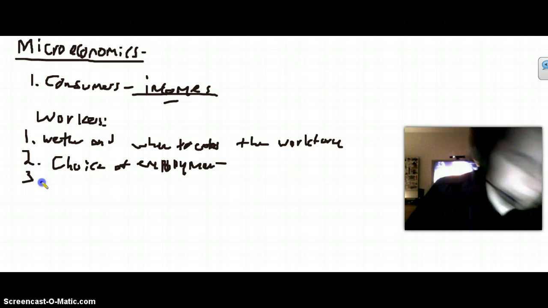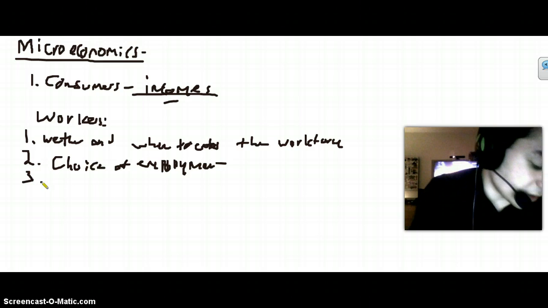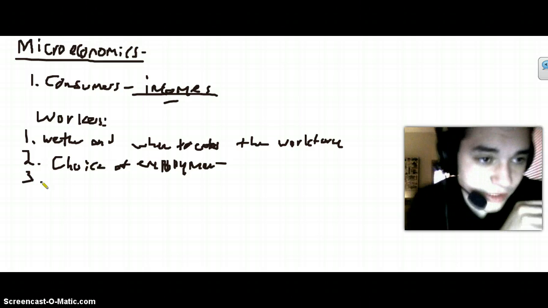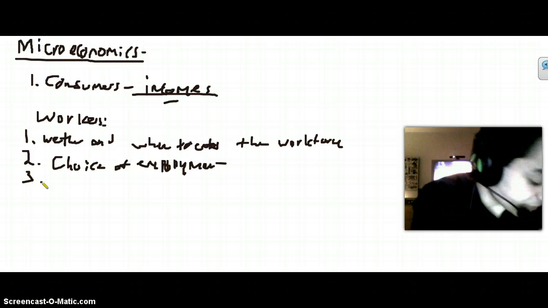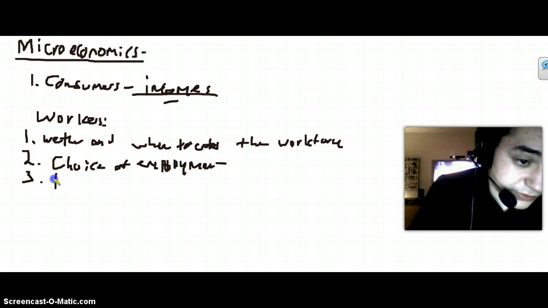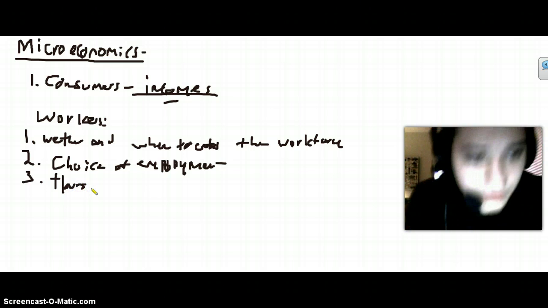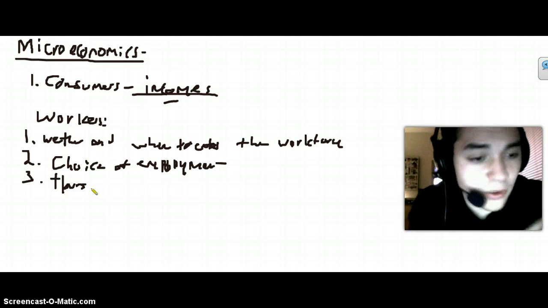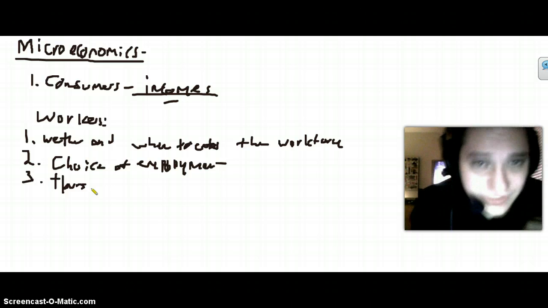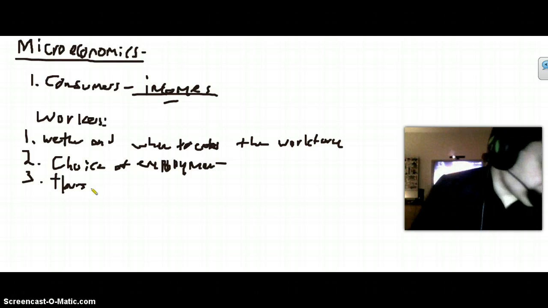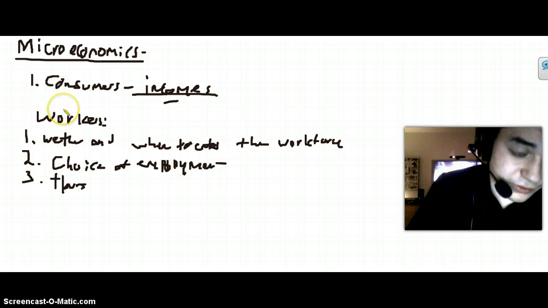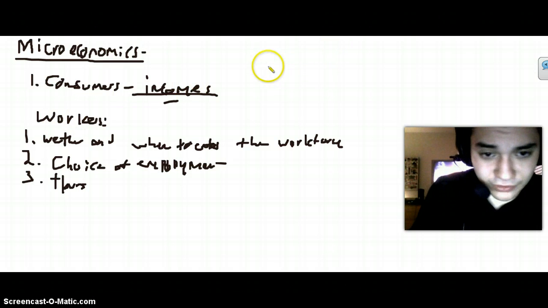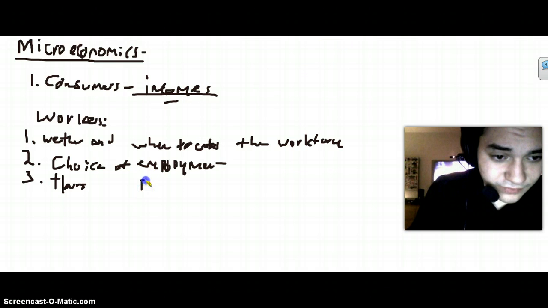And three would be workers have to decide how many hours they're going to work that particular day. So hours, like maybe they work 3 hours, maybe they work 8 hours. These are all trade-offs that they have to decide on their own and how to make the best of these trade-offs. So I talked about consumers and then workers, but I said that in microeconomics, firms are also a part of this. So I'm going to write firms down here. Firms.